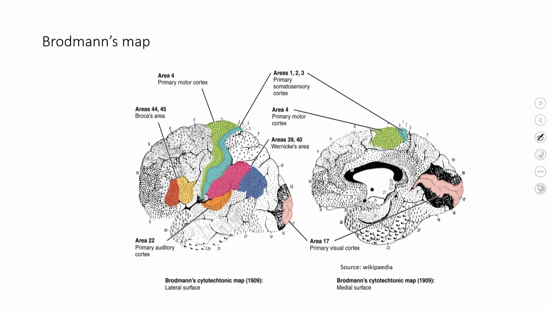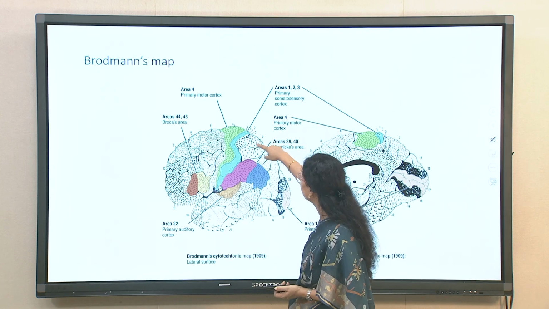that we have. I have not marked all of the areas here. I have just taken this picture which shows us the main language related areas. So, you can see area 4 here is primary motor cortex, areas 44 and 45 are our Broca's area, which is one of the most important areas in the brain when we talk about language. And then we have areas 1, 2 and 3 which are primary somatosensory cortex.